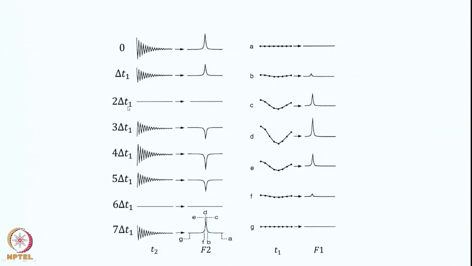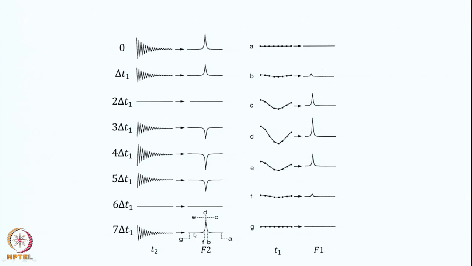So, we do various experiments with increments along the T1 axis, 0 delta T1, 2 delta T1, 3 delta T1, and at each of these delta T1 values you collect an FID, and the FID has different behaviors because of the evolution during the delta T1, and something may happen during the mixing also which can also affect this FID. So, you generate a whole series of FIDs here, and if you Fourier transform along the T2 dimension, you generate a frequency domain spectrum, and you can see the frequency domain spectrum has modulations here because the FID was modulated by the evolution period.